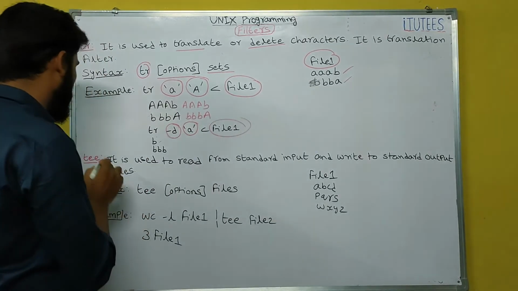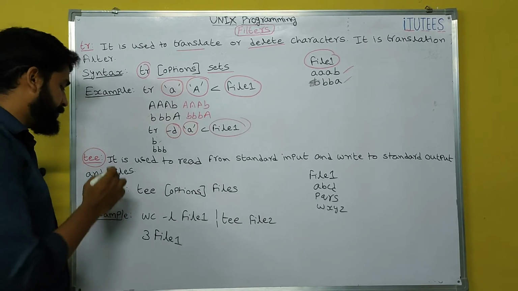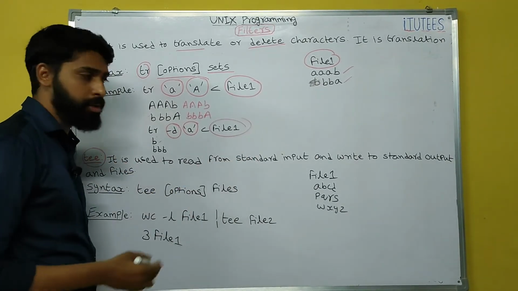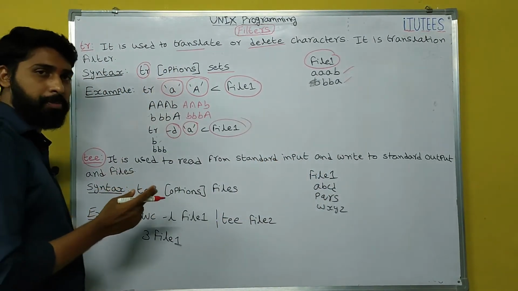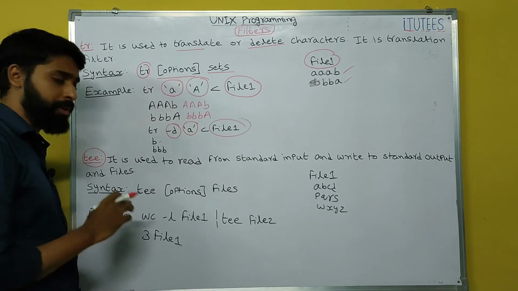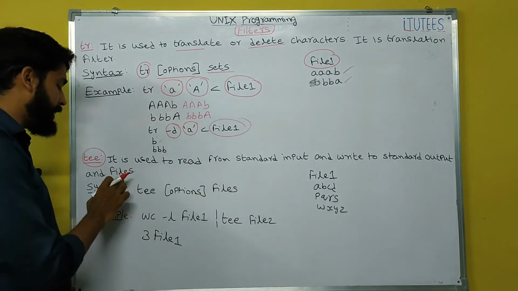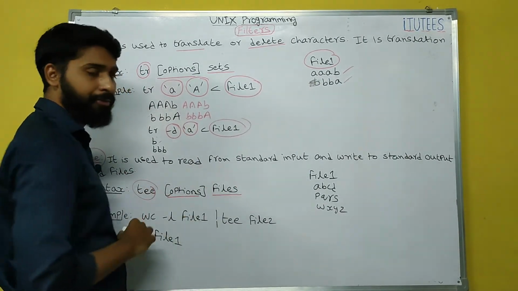Okay. Now the tee command. Tee is a bidirectional filter. Why bidirectional? It is used to read from standard input and write to standard output and to files. That means it displays on the monitor, and along with that, it stores the data in files. Syntax: tee, options, files.